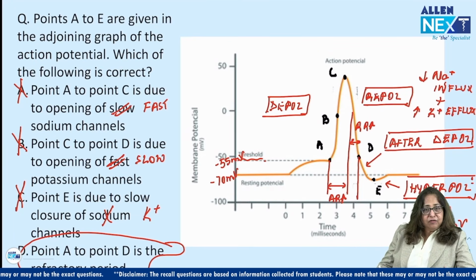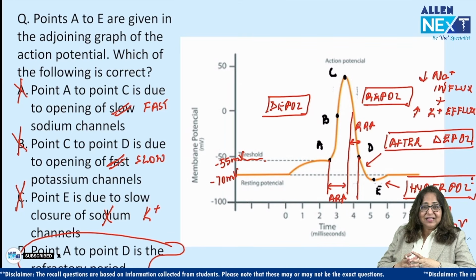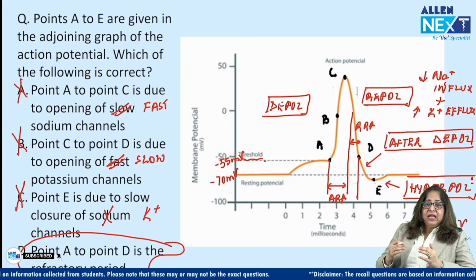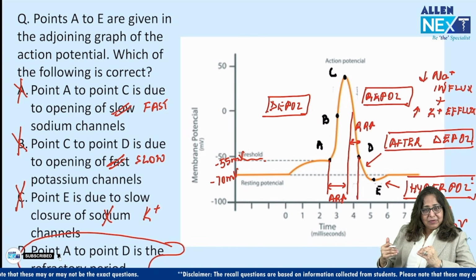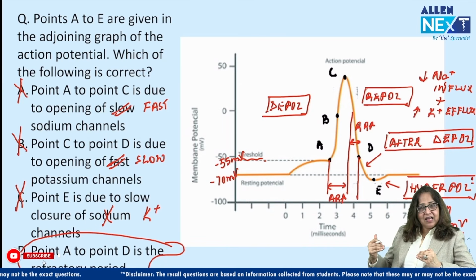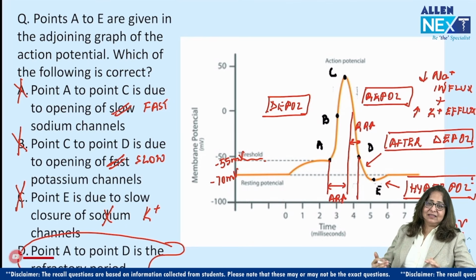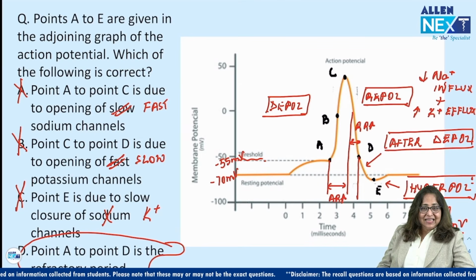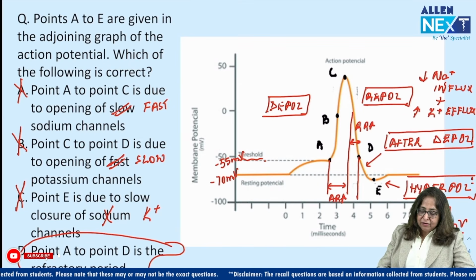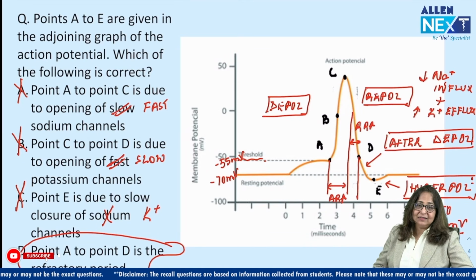So what happens in the after depolarization phase? The after depolarization phase is no longer included in the refractory period. In the after depolarization phase, the excitability is in fact slightly more than at resting membrane potential, while in the hyperpolarization phase, the excitability is slightly less than at resting membrane potential. So point A to point D becomes the refractory period. So this appears to be the correct answer.